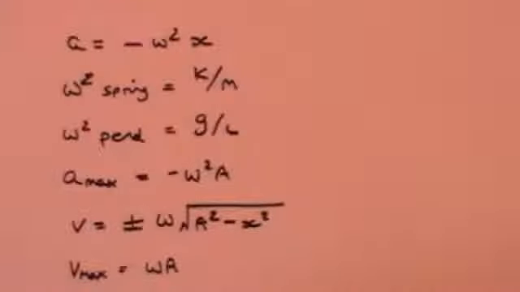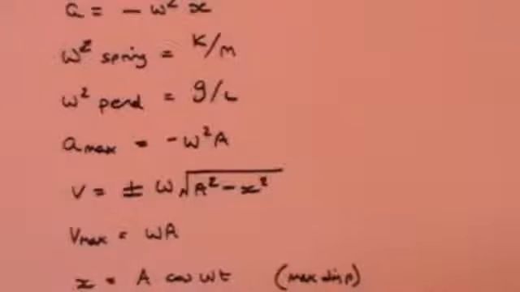Then for simple harmonic motion, we have that acceleration equals minus omega squared times the displacement x. Omega squared for a spring is k, the spring constant, divided by m, the mass at the end of the spring. Omega squared for a pendulum is g, gravity, divided by l, the length of the pendulum. The maximum acceleration, which of course takes place when either the spring or the pendulum is at its maximum displacement, is minus omega squared times a, where a is the maximum amplitude.